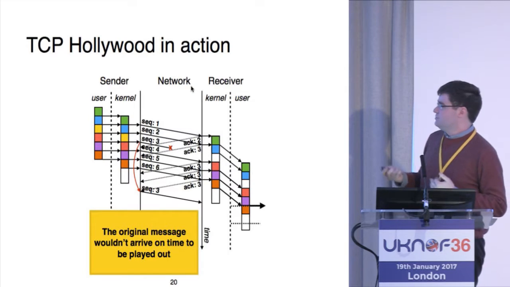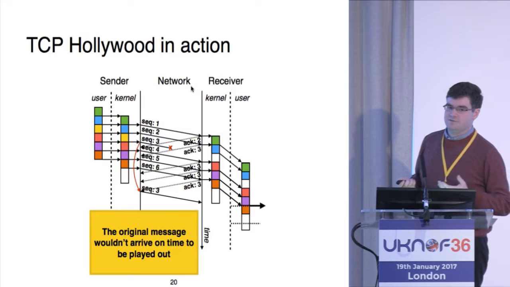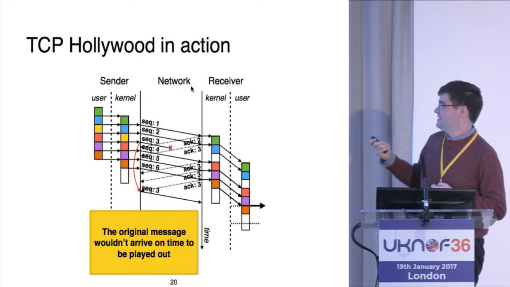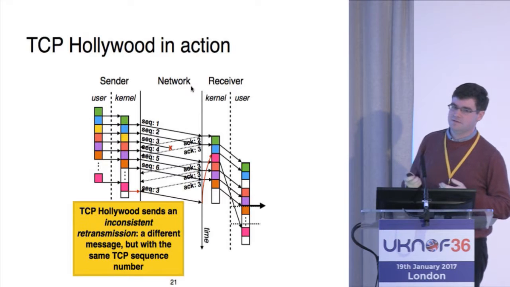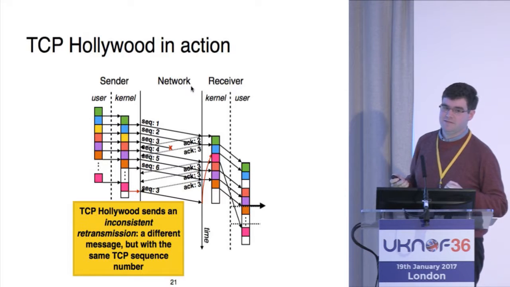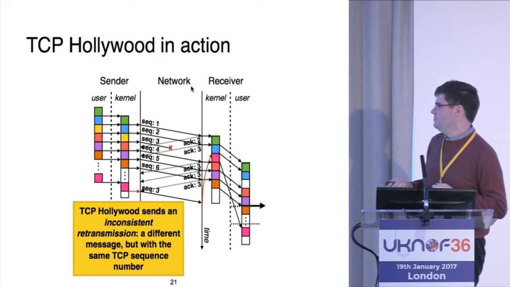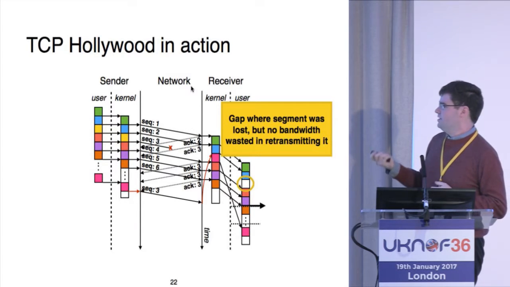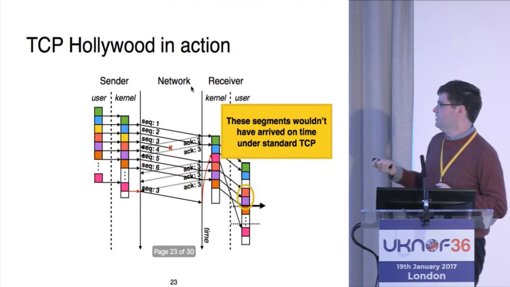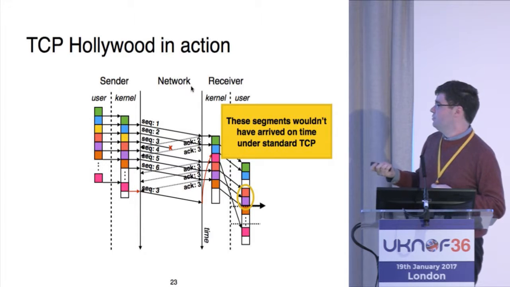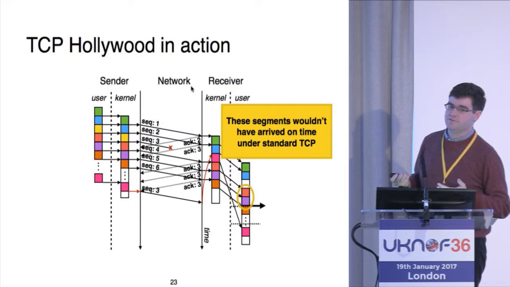So what TCP Hollywood will do is check the deadline of the message and an estimate of the round trip time, and it will estimate that the message isn't going to arrive on time to be played back. So instead of resending this yellow message that was lost, it will find this pink message in its buffer and send it instead. But importantly, this retransmission has the same TCP sequence number and same length as it would under standard TCP. So in summary then, we still have this gap where we lost a segment, but we have that under standard TCP and TCP Hollywood. But we save these 2 segments. These would have been buffered in the receive buffer, waiting for this missing segment, and they would have missed their playout times themselves.